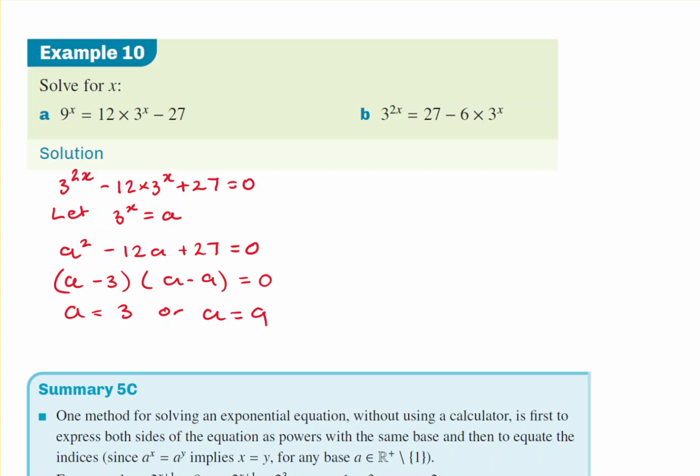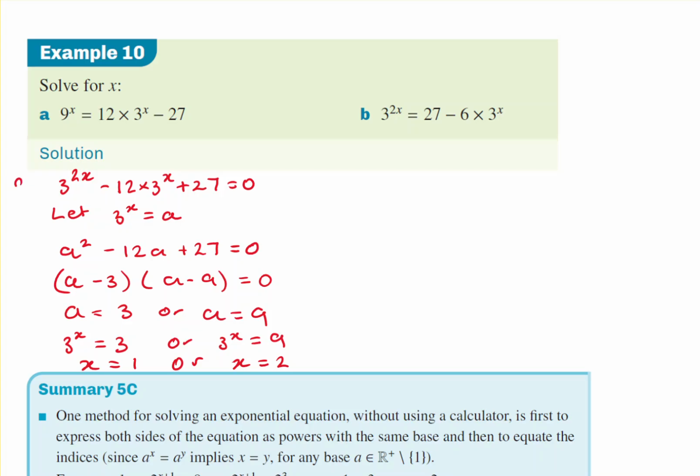But we're not interested in what a is. We now substitute back for 3 to the x. So a was 3 to the x equals 3, which gives me x equals 1, or 3 to the x equals 9. So x is equal to 2. x is equal to 1 or 2. Beautiful.